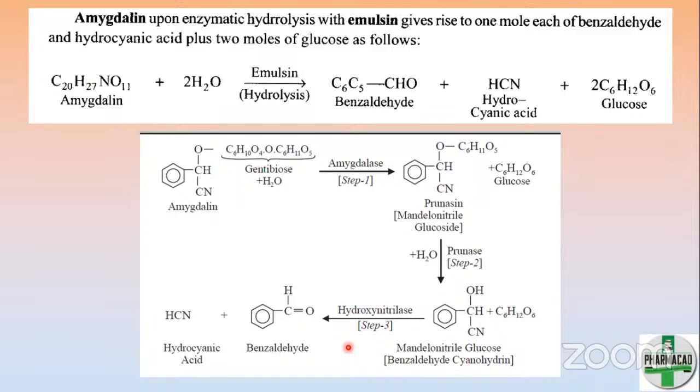emulsin के साथ अगर आया तो क्या बनेगा, तो it will be prunasin and glucose. ओके, फिर option में mandelonitrile और glucose होगा, benzaldehyde और HCN होगा. तो you should be clear, अगर emulsin है तो benzaldehyde, hydrocyanic acid and glucose ही बनेगा. ठीक है, तो this if you understand तो clear हो जाएगा. Wild cherry bark भी clear हो जाएगा.